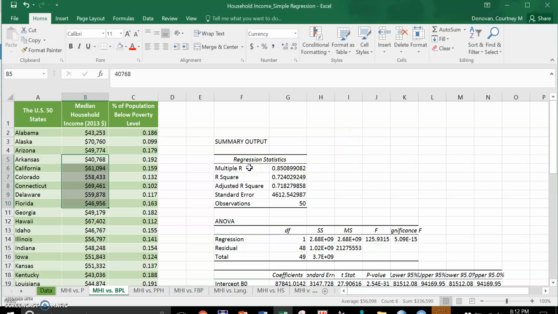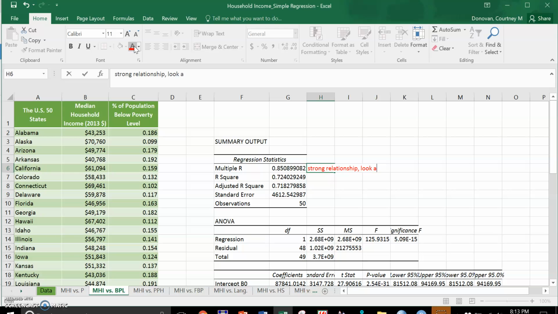So if we looked at this first table, again, we have the R value right here is a 0.85. So this is a strong relationship. And we would have to look at the graph to see direction, if it's positive or if it was negative. We'll be able to see it down below too. So here we are going to be able to say that 72% of income can be explained by the amount of the population that is below poverty.